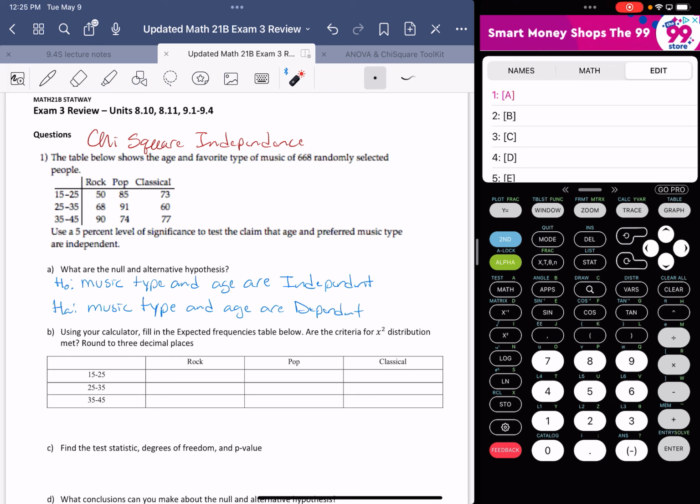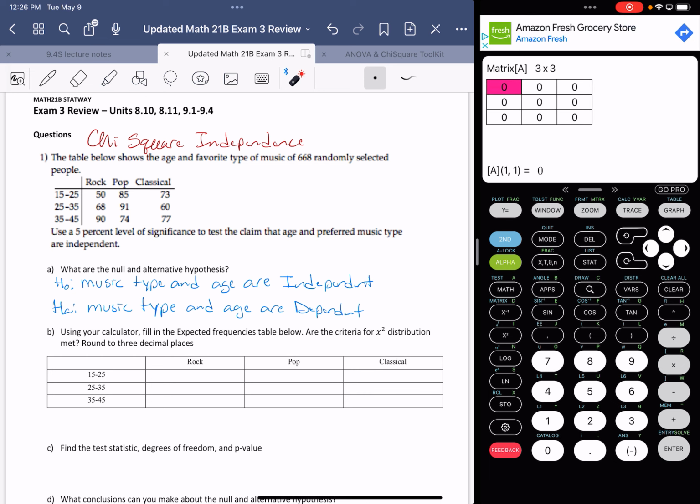Go over to edit. I know you guys here in the classroom can't see my calculator, but if you watch this video later on, the calculator is on the iPad. So edit matrix A. Now remember, it has a number by a number, which is rows by columns. How many rows do we have? 3. How many columns do we have? 3. So you have a 3 by 3 matrix. If the totals were included in the observed data set, do you include the totals in your matrix? No. Very good.